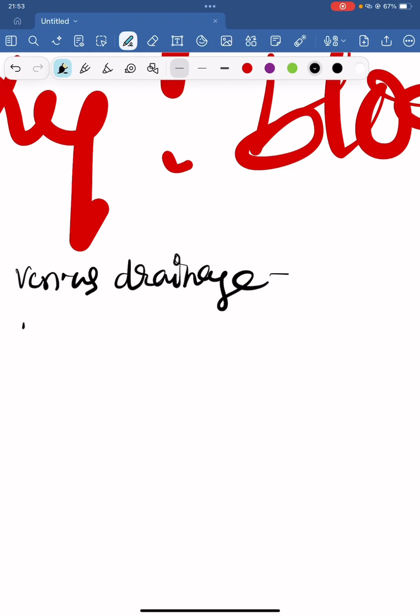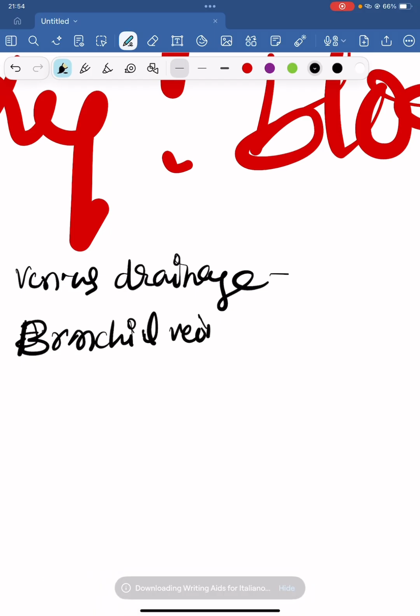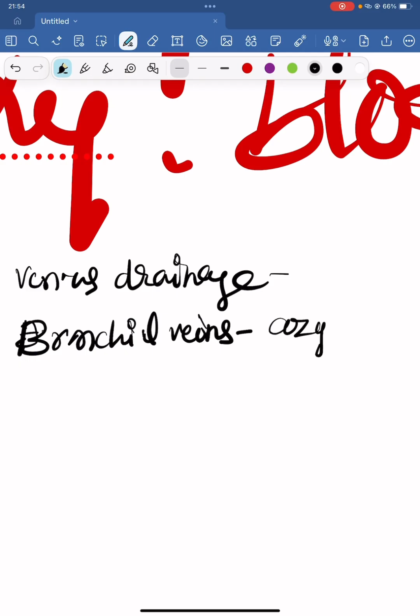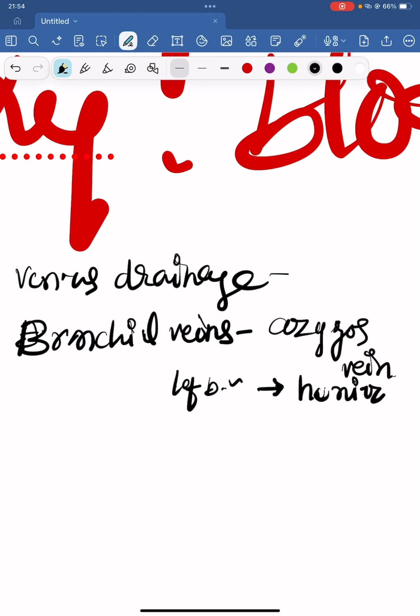So the bronchial veins. Sorry, there is a technical problem. These bronchial veins drain into the azygous vein, and the left bronchial veins drain into the hemiazygous vein. So the left bronchial vein is going to drain into the hemiazygous vein.